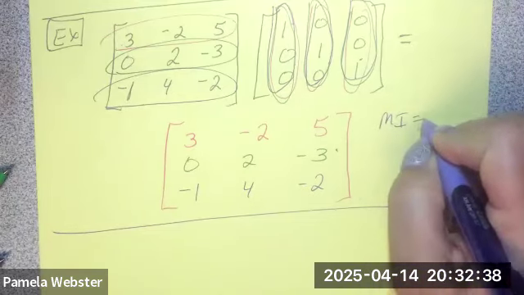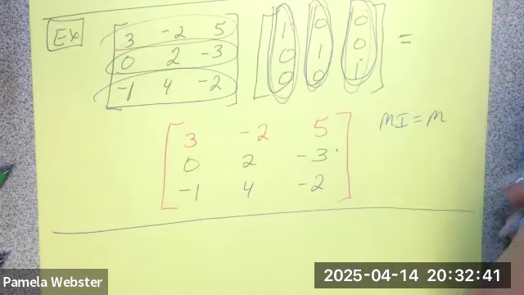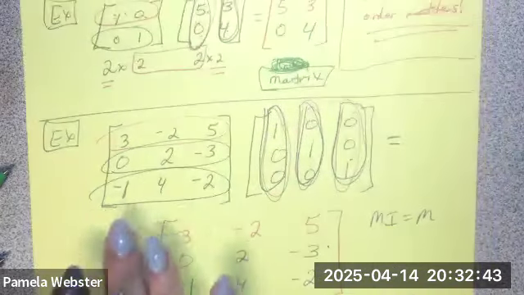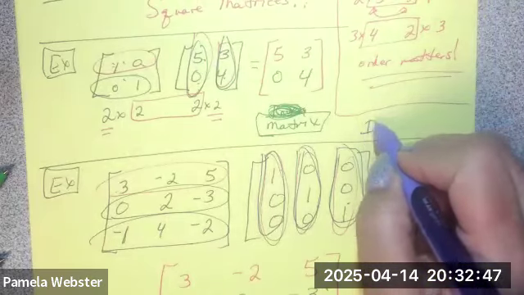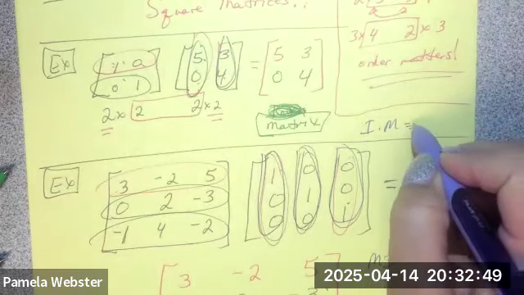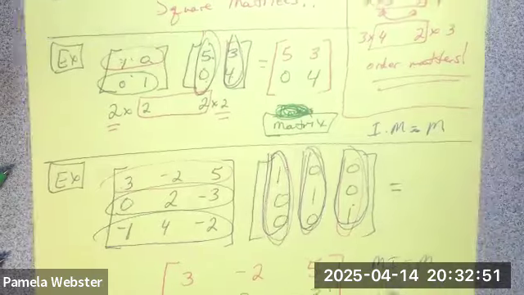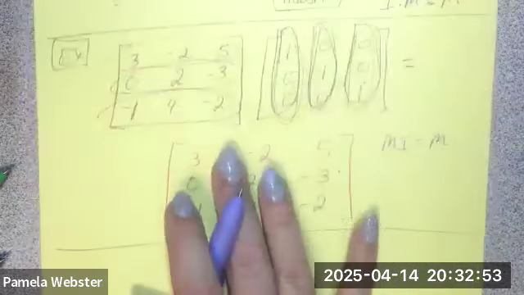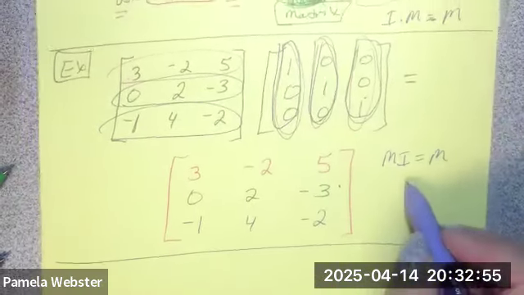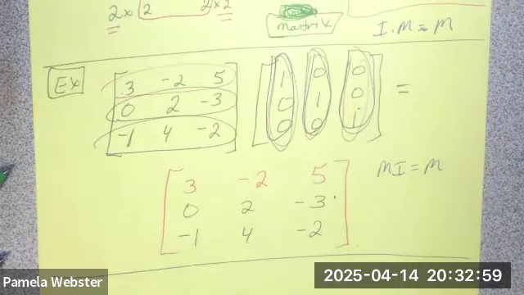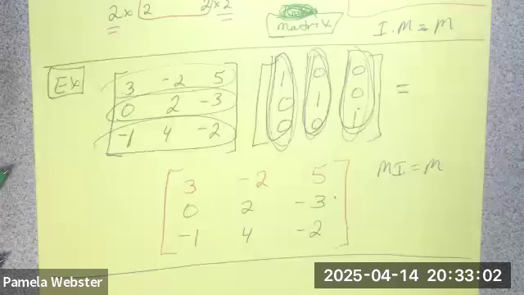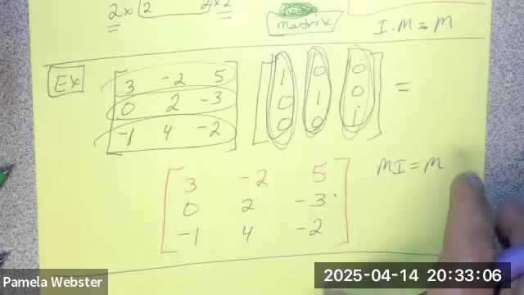So this looks like M times I equals M. The one I did earlier, I did the identity first, right? So I times M still gives me M. So we see this was a 2 by 2. This is a 3 by 3. It doesn't matter. Either one can come first because they're square matrices. That's the whole entire point here, right? They're square matrices. All right.